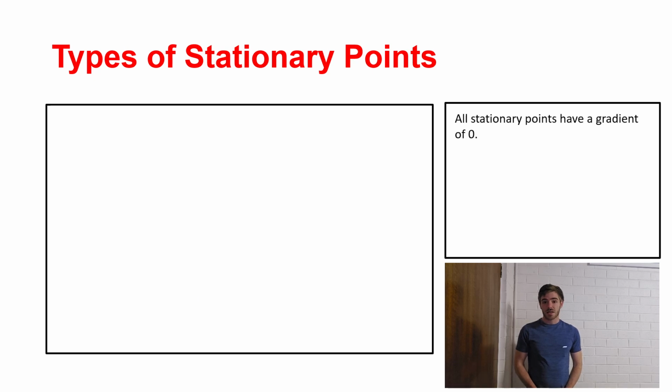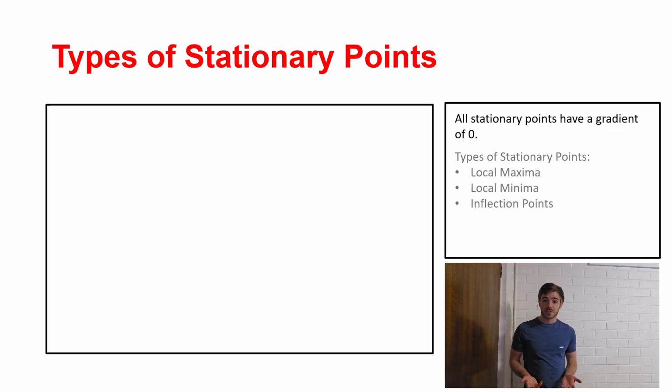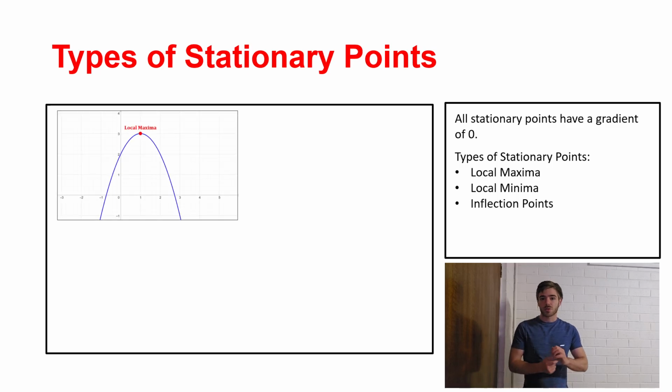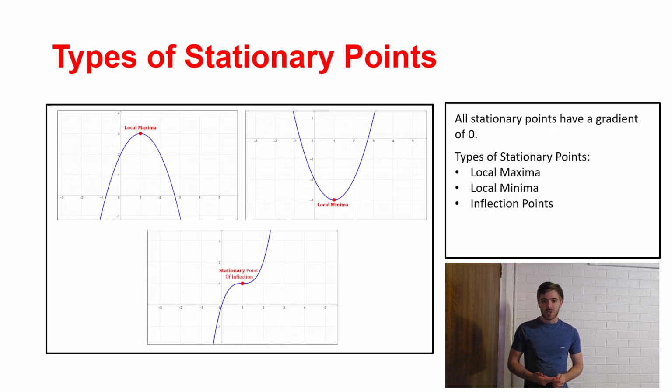Stationary points are simply a key feature of some graphs where the gradient of that graph is equal to 0 at that point. There are three kinds of stationary points that you'll come across. You have the local maxima, the local minima, and the stationary point of inflection. Up until now, you've likely come across all of these. The local maxima and minima are definitely there in your quadratics and some of your cubics, and the stationary point of inflection would have first been seen with that basic cubic.